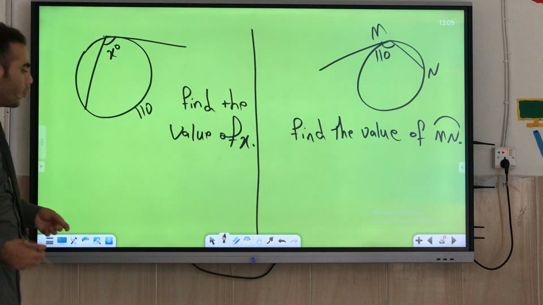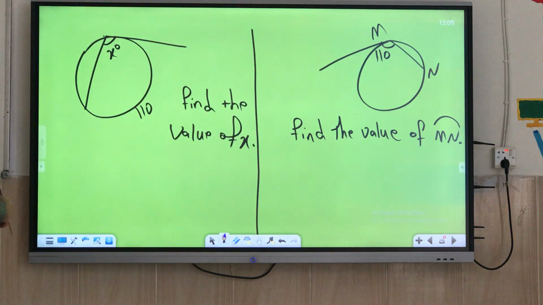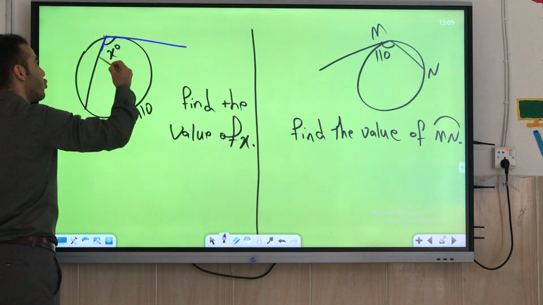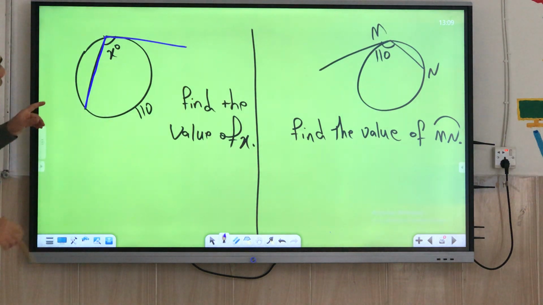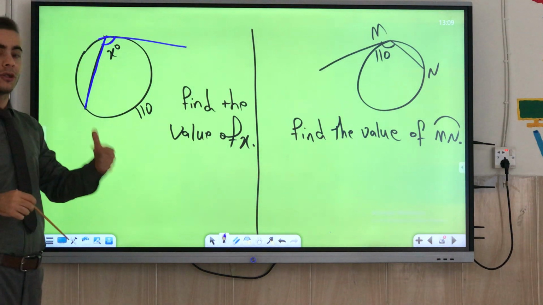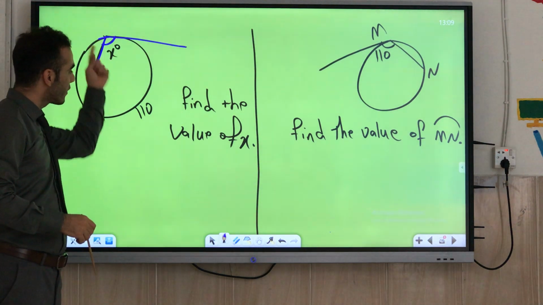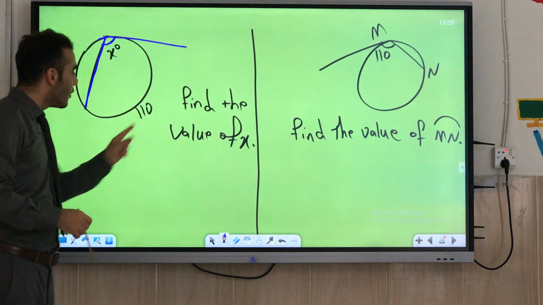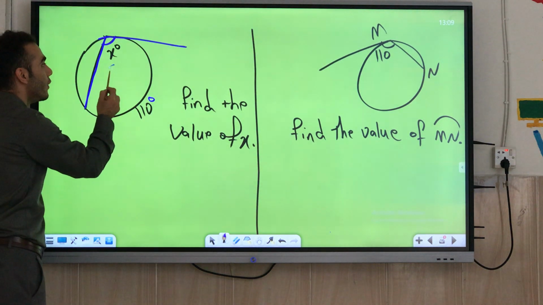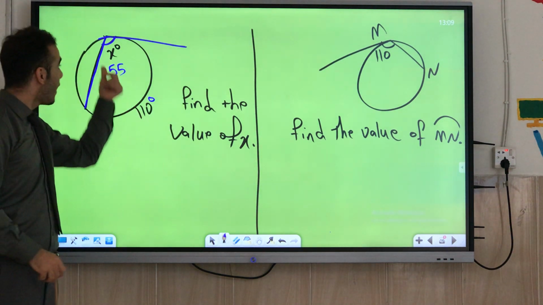Here we have two awesome examples. The first one, as you can see, that line is our tangent, and here is one chord of the circle, and they intersect each other at this point on the circle. Then they form a tangential angle. We said that a tangential angle is exactly half of the arc across from it. The measure of that arc is 110 degrees. Half of it is equal to 55. So find the value of angle x.